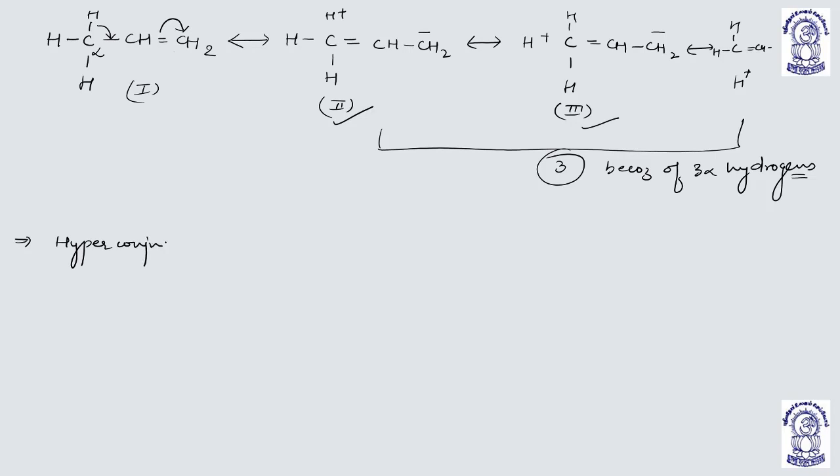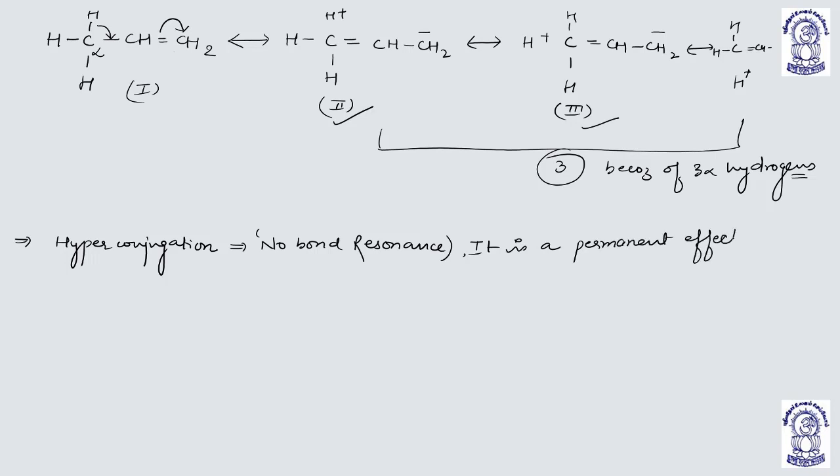Hyperconjugation is also known as no bond resonance. It is a permanent effect.